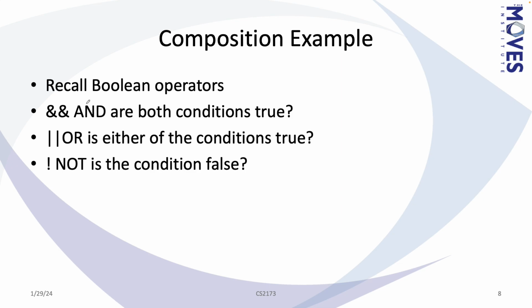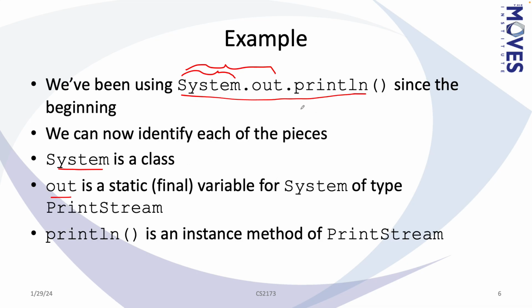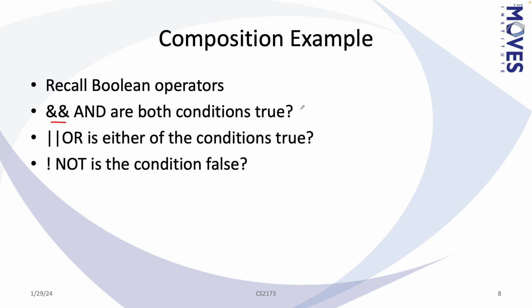So remember our Boolean operators. Double ampersand is an AND, and it's true if they're both true. The double pipe is an OR, and it's true if either of the conditions is true. If they're both false, it's false. If one is true, it's true. And then the exclamation point is NOT: is the condition false.